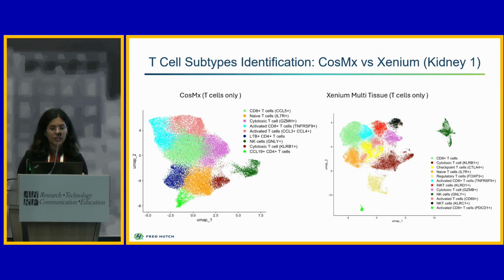The only part where Cosmics was falling behind was in picking up the regulatory T-cells. Even though I saw that they have FOXP3 and some markers for it, the expression was probably not optimized, so we were not able to pick up the regulatory T-cells. But for the Xenium, we were able to pick them up.